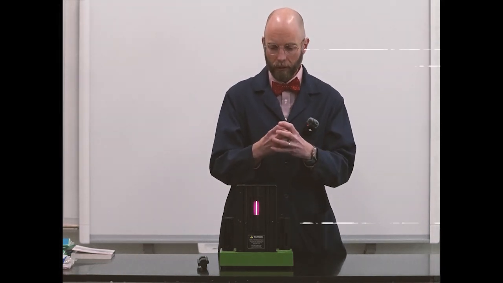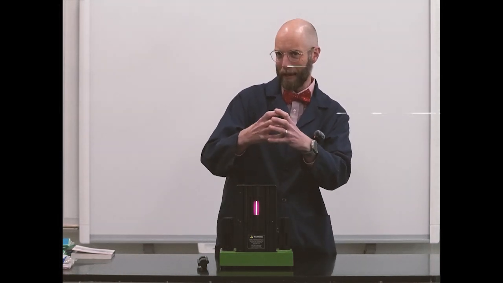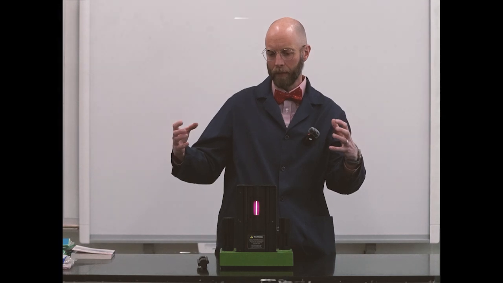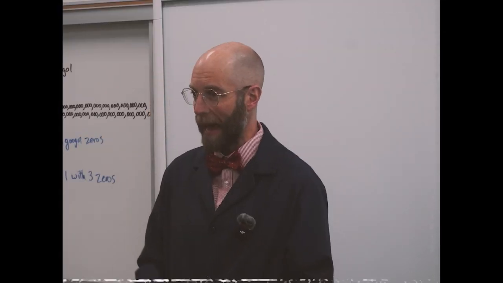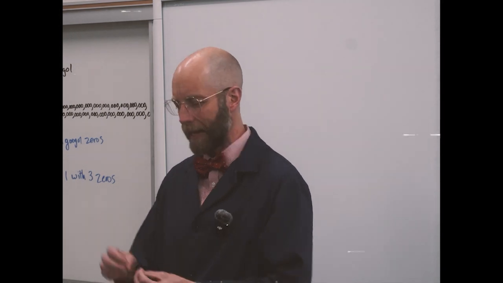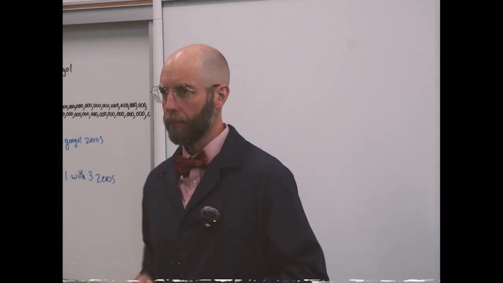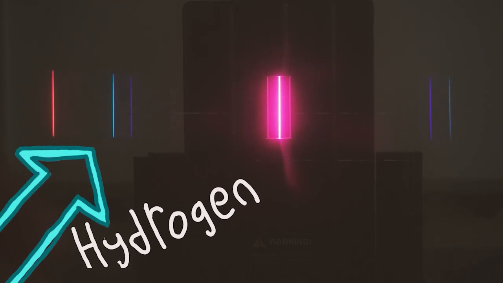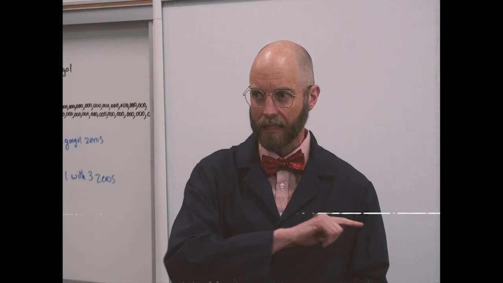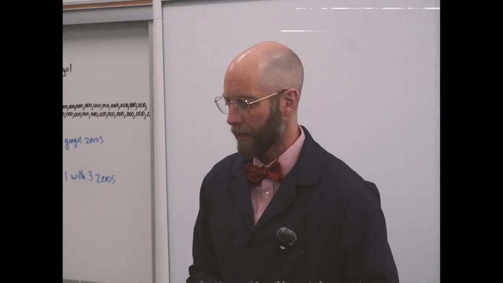What we're gonna do when you use the special filter is you take that pink and you break it apart into the fingerprint. And so as you can see here, the fingerprint of the atom has generally 3 strong lines in it. There's a red line, a blue line, and a purple line. And when you see those colors, that's hydrogen's fingerprint. There's nothing else in the entire universe that looks like that.